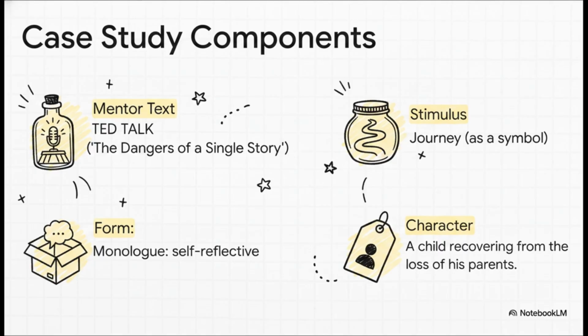For our mentor text, we're going to use Adichie's amazing TED Talk. For the form, let's go with a self-reflective monologue. It's just perfect for exploring that inner conflict. Our symbolic stimulus will be the idea of a journey. And to tie it all together, our character is a kid in therapy, trying to deal with the single story society has told about his parents, who were criminals.